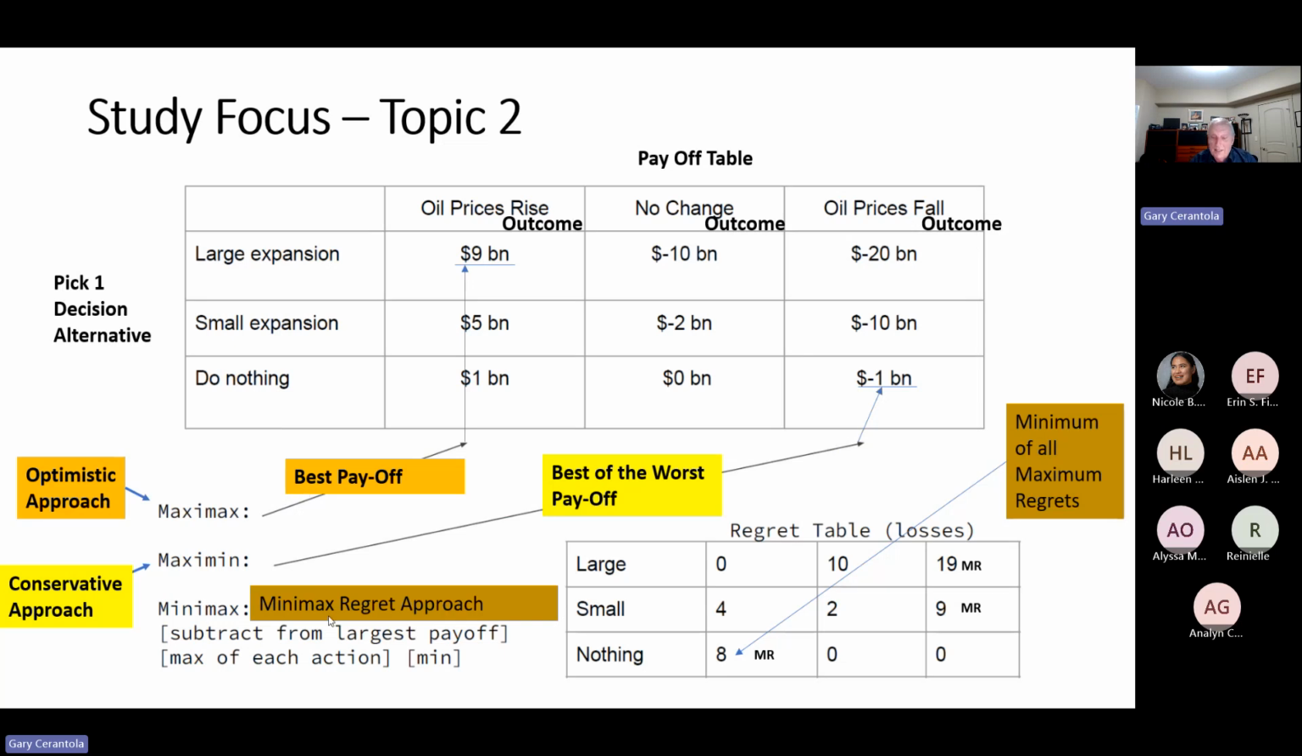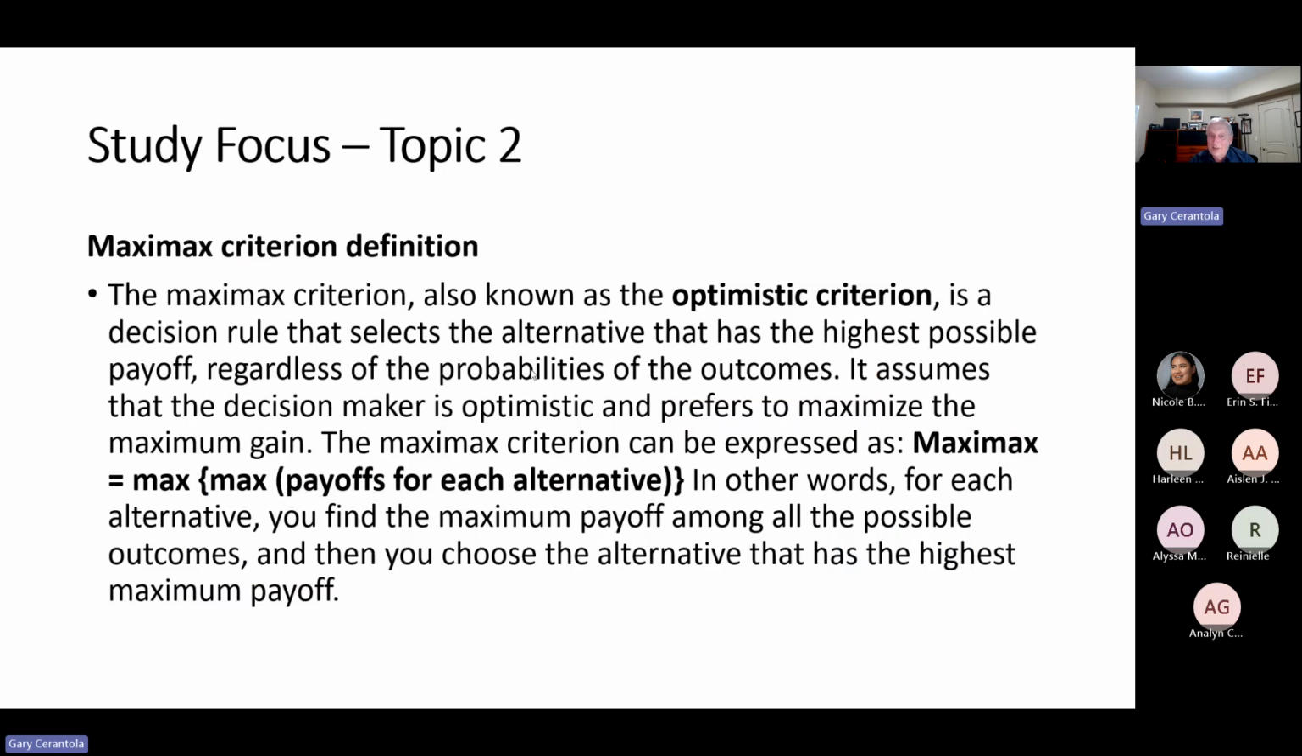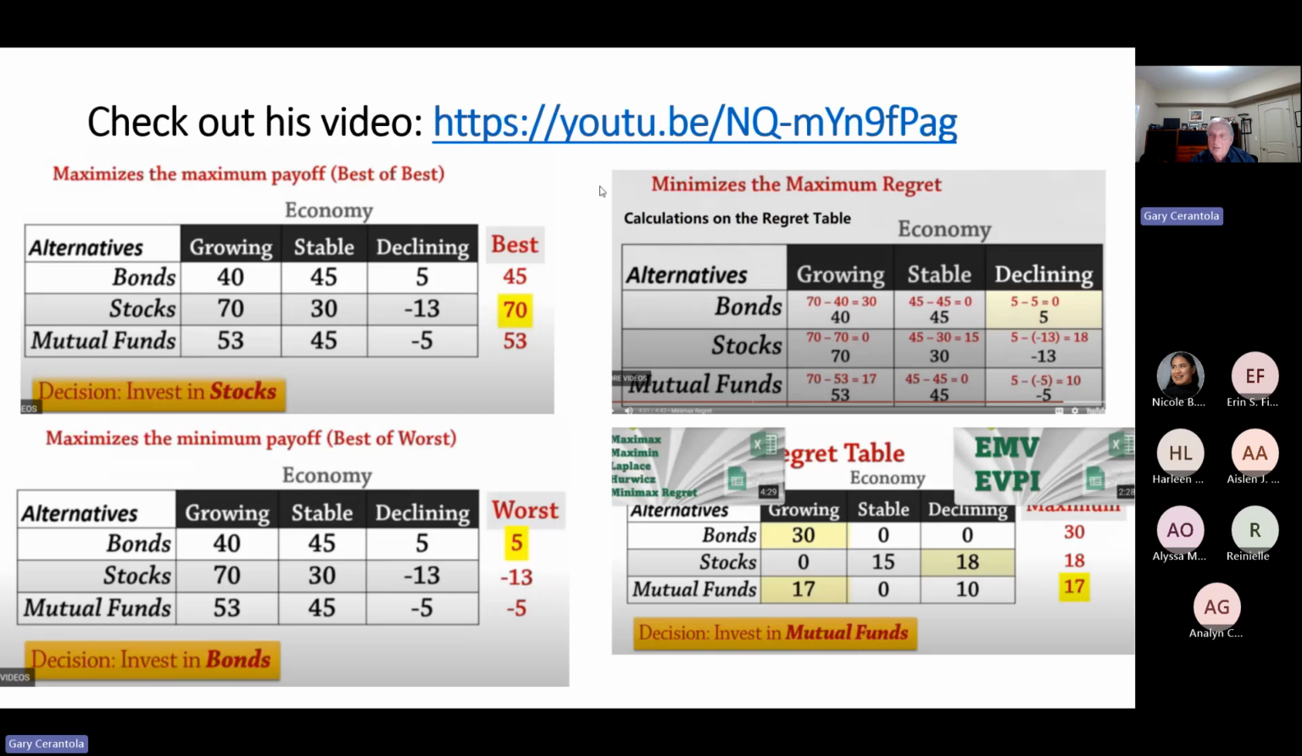Whereas if you look at the Minimax, the maximum regret would be like 8 million here. So that's what you could lose. So here's some definitions to go through. And then if you go to this video, it actually goes through an exercise to really explain this piece for you.